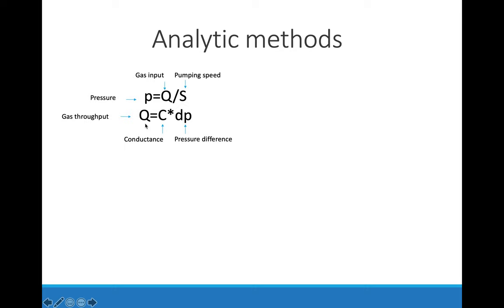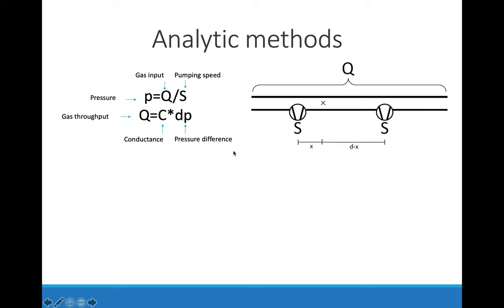Then you get the gas throughput in the second equation, which tells you that basically if you've got a pressure difference, then gas is flowing from the higher pressure part to the lower pressure part. And the rate of this flow from high to low pressure is determined by the conductance, which is a geometrical property, and it's telling you how fast gas can react to a pressure difference. If the conductance is high, which is typically the case in thick pipes, then gas is flowing fast. In the case of thin or long pipes, the conductance is lower and then the flow is lower as well.